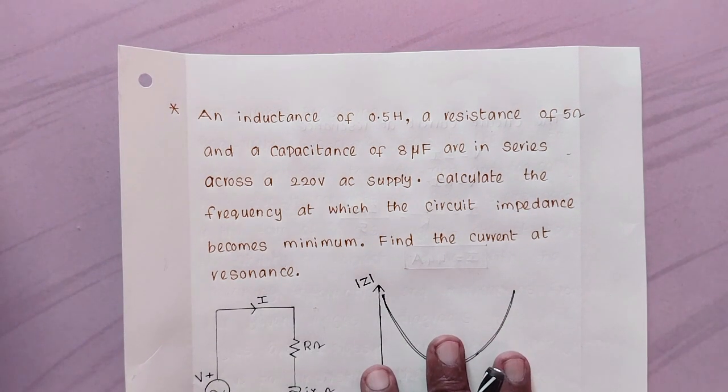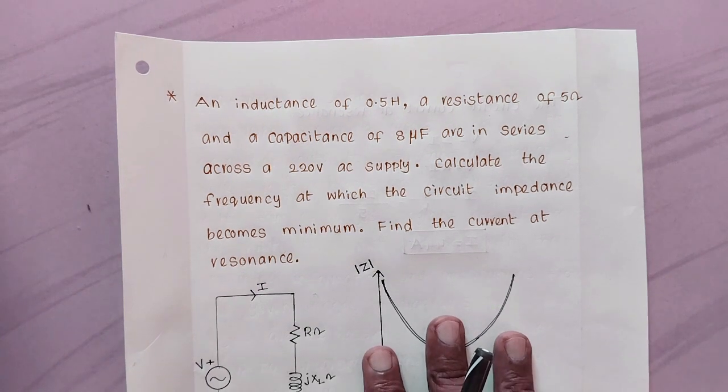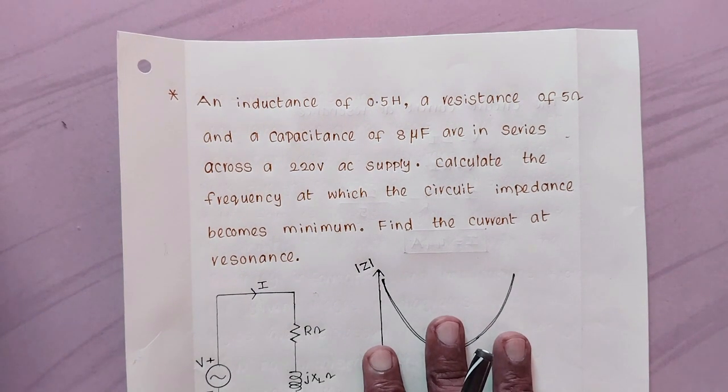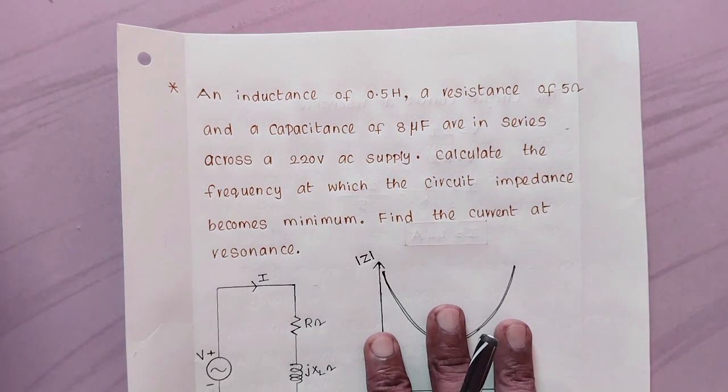So here the problem is: an inductance of 0.5 Henry, a resistance of 5 ohms and a capacitance of 8 microfarad are in series across a 220 volt AC supply. Calculate the frequency at which the circuit impedance becomes minimum. Find the current at resonance.